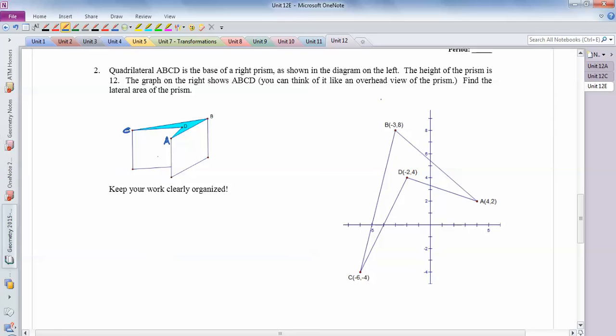Okay, so find the lateral area of the prism. So you could try to figure out how long this is and multiply it by the height, and then figure out how long this side is and multiply it by the height to get that back rectangle, and then CD and multiply by the height to get this rectangle right here, and then AD times the height to get the rectangle that's like back there that's kind of hidden.